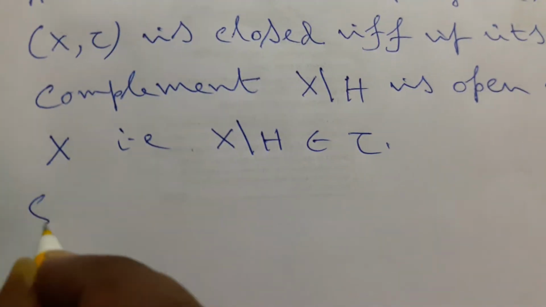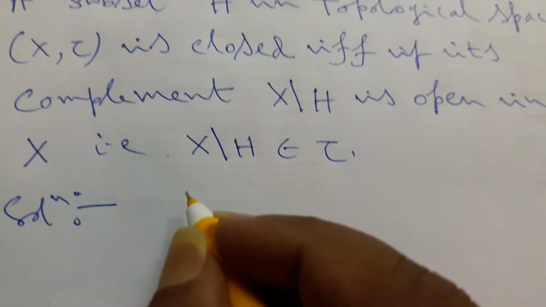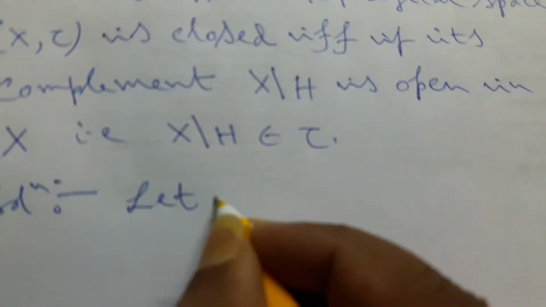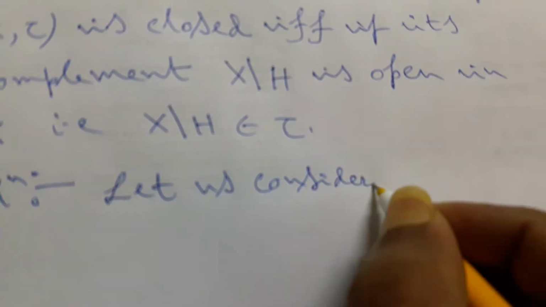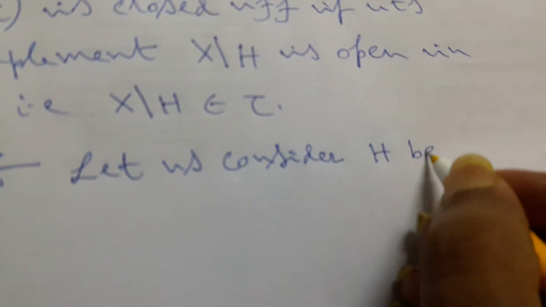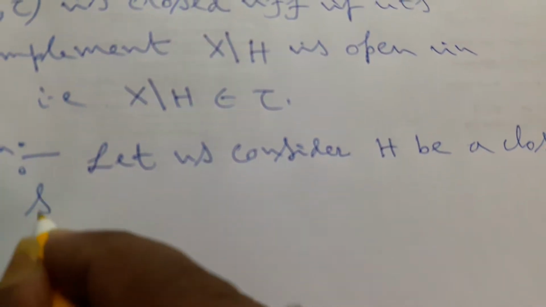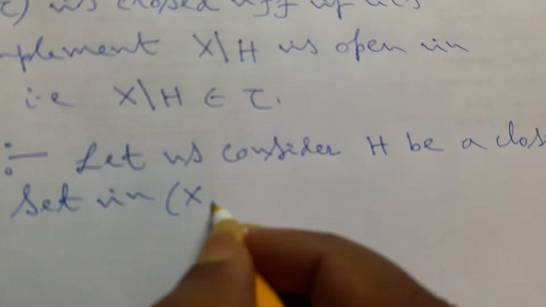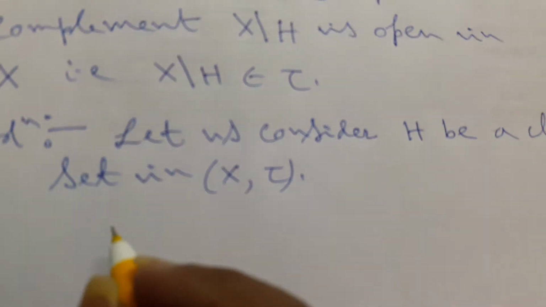Then how to prove it? This is a part of the solution. Let us consider H to be a closed set in (X, tau), where (X, tau) is the topological space.